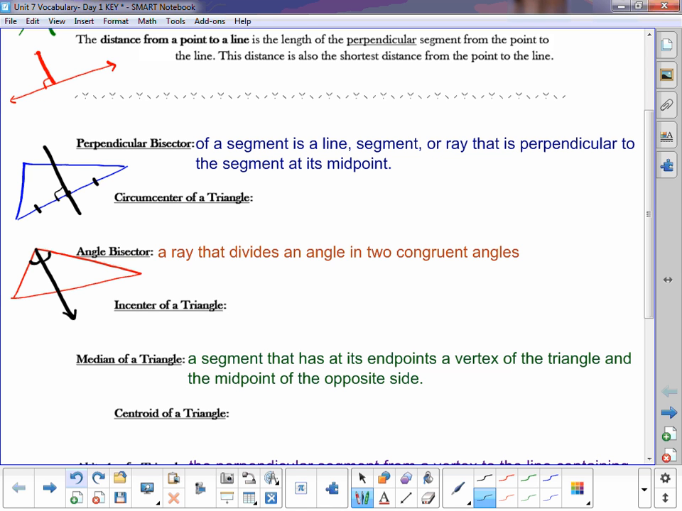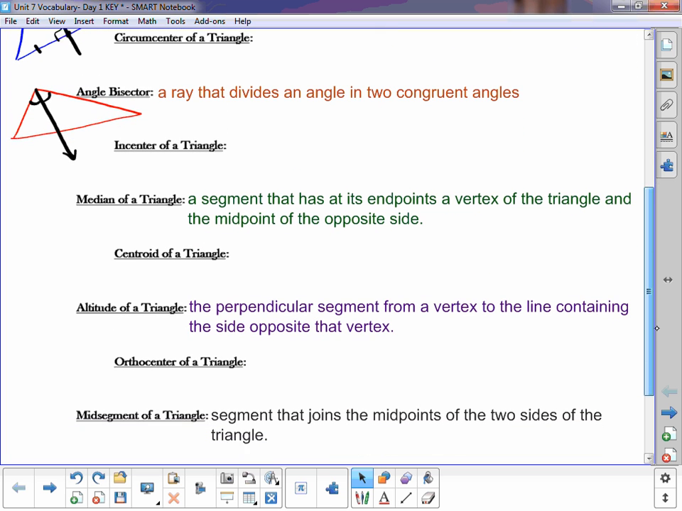Now, once again, notice the angle bisector doesn't necessarily have to go through the midpoint. It doesn't look like it does on my picture. It's not required to. Its only requirement is that it cuts the angle in half. Alright, questions on perpendicular bisector or angle bisector?